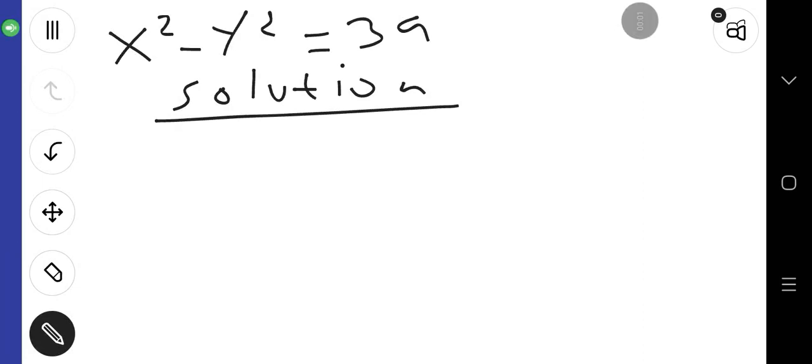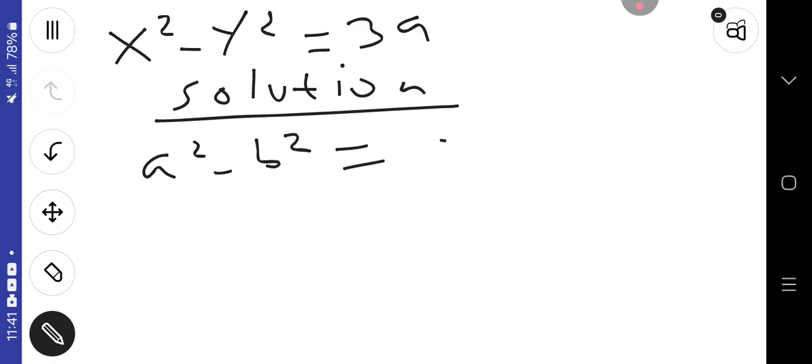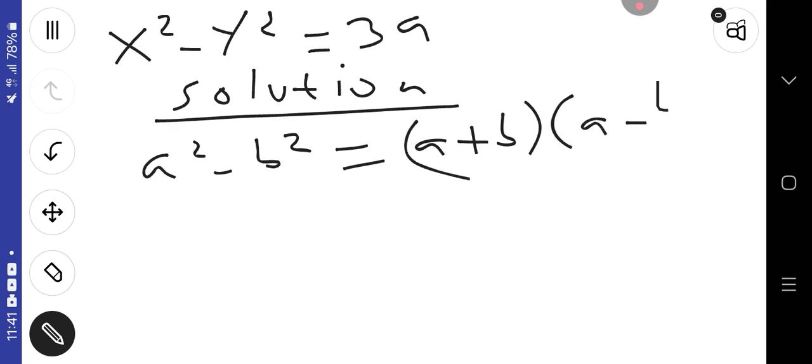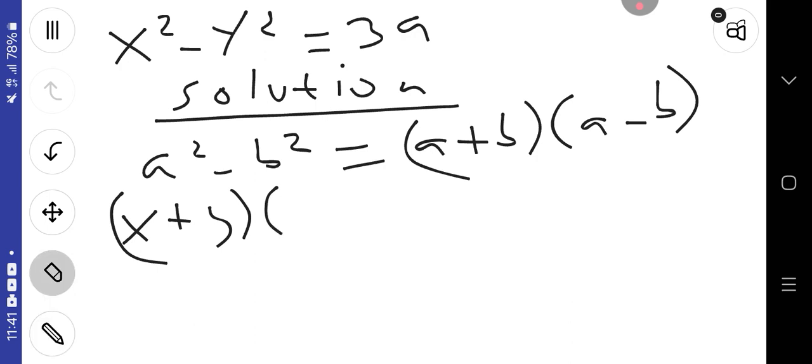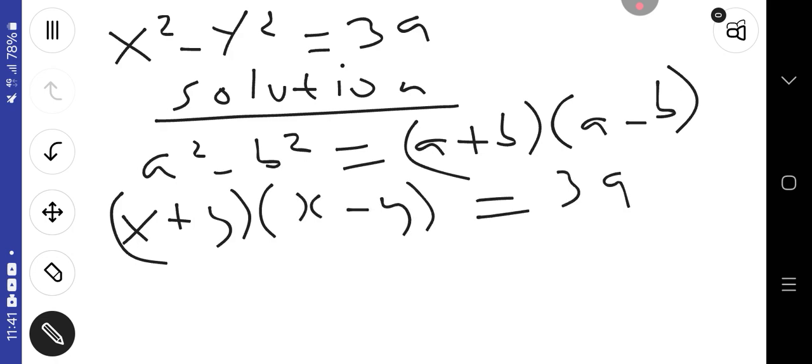All right, work class. So you have x squared minus y squared is equal to 39. Now this follows difference of two squares. If you have a squared minus b squared, you can write this as a plus b multiplying a minus b. Now let's apply this concept to our equation. So you're going to have x plus y multiplying x minus y is equal to 39.